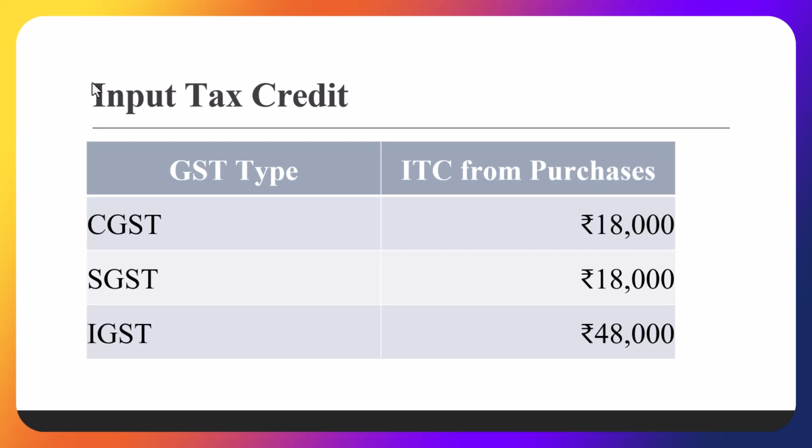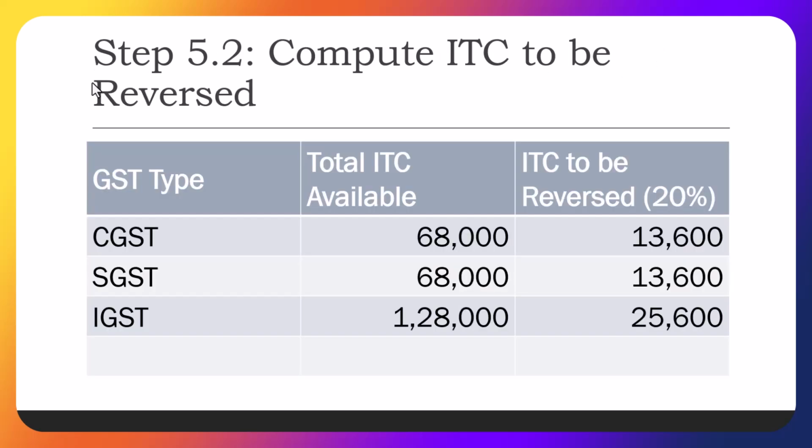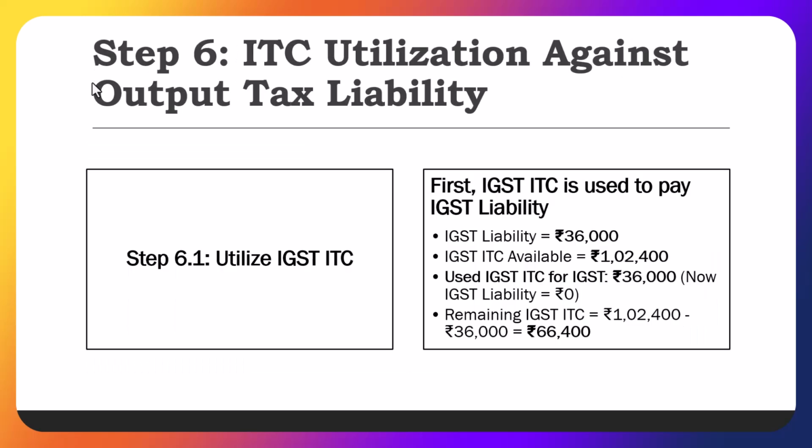48,000. Okay. Fine. The liability was 36,000, so he's going to exhaust that. So that is what we have done. Okay, so 36,000 was his liability and his IGST available was 1,02,000. So that means 66,400 will still be left with him, isn't it?